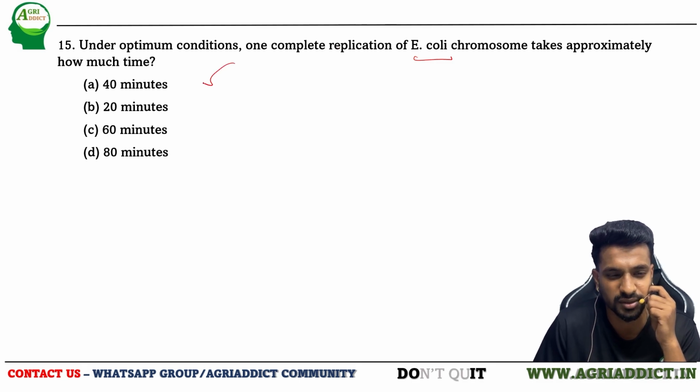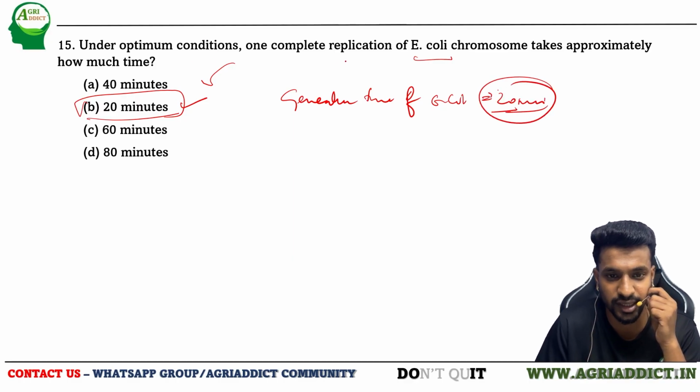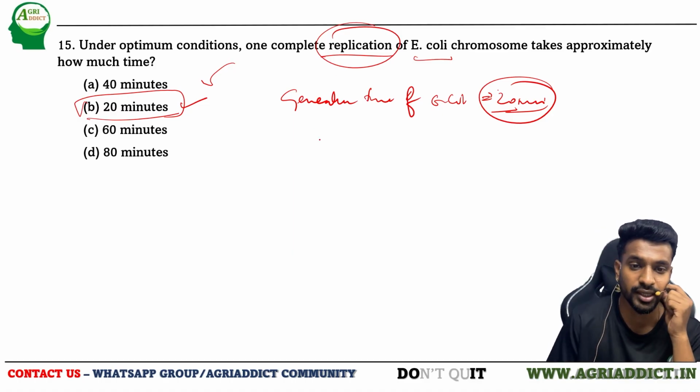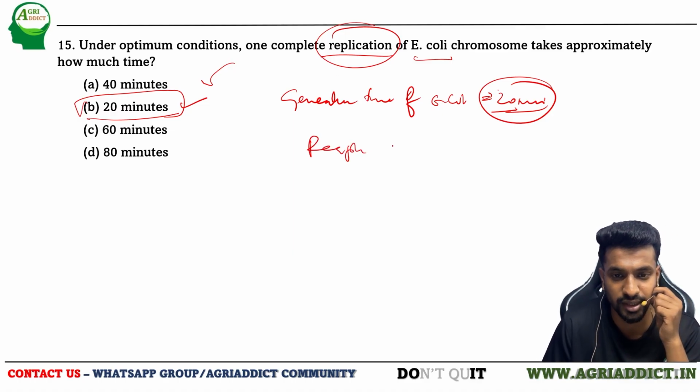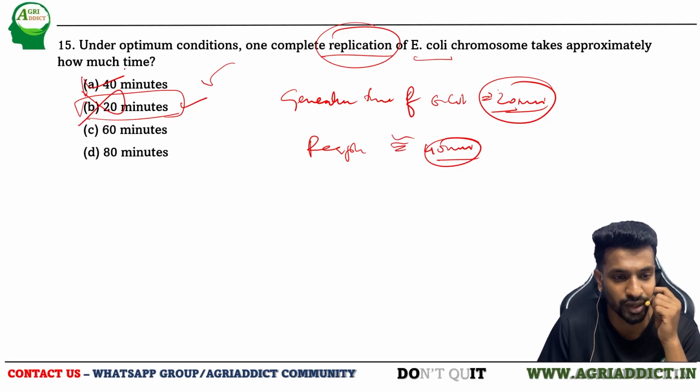So this is also a bit tricky, where students will directly mark it as 20 minutes, since the complete generation time of E. coli is 20 minutes. But the question is not asking about the generation time, they are asking about the replication time. In E. coli, the replication time is actually 40 minutes, not 20 minutes. It's approximately 40 minutes. Okay, so 40 should be your answer.